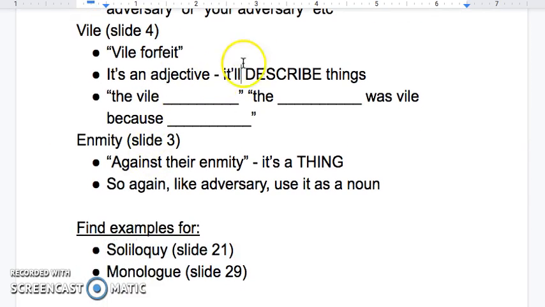So as an adjective, it's got to describe something. So in your sentence, you might have the vile blank, blah, blah, blah. One of the Series of Unfortunate Events books is called The Vile Village, right? It is the village that is vile. You could say the blank was vile because, and then explain why that certain thing is vile based on the definition you found. But make sure that in your sentences, you use it as an adjective.